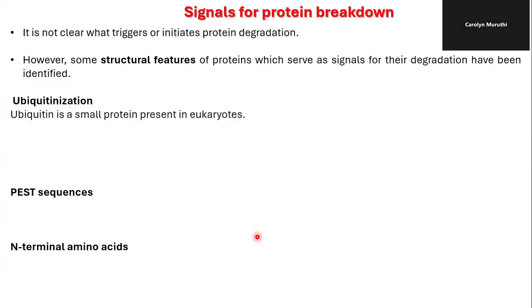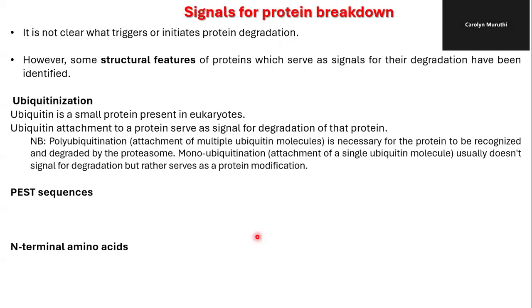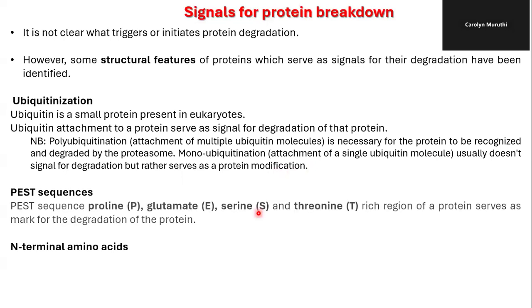When we're talking about ubiquitination, we're talking about a small protein, ubiquitin, which is present in eukaryotes. It serves as a signal for degradation of a particular protein. However, it is important to note that there has to be attachment of multiple ubiquitin molecules so that a protein is recognized and degraded by the proteasomes. A single ubiquitin molecule attached to a protein does not always signal degradation, but rather serves as a protein modification.